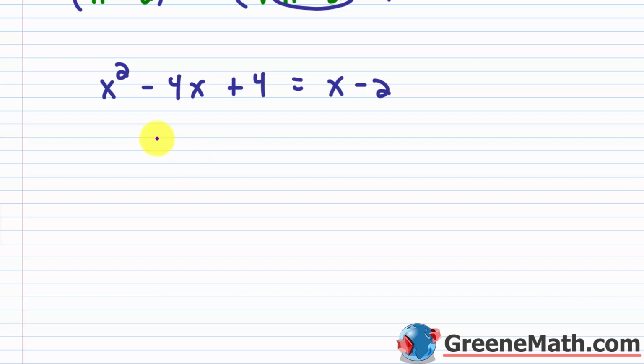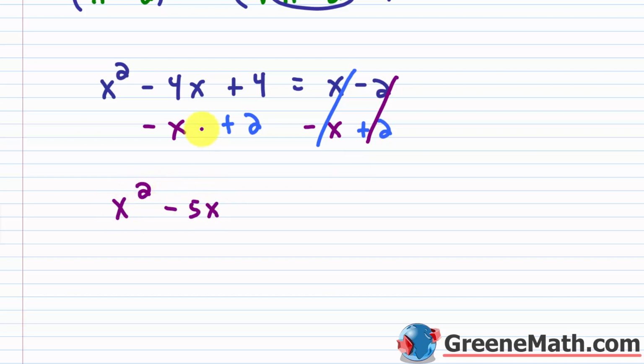So let's go ahead and clean it up. Let's subtract x away from each side of the equation, and that's going to cancel. Let's add 2 to both sides of the equation, and that's going to cancel. So on the right, I know I'm going to have 0. On the left, I'm going to have that x squared minus 5x. Negative 4x minus x is negative 5x. And then plus 4 plus 2 is 6. Okay, so this is equal to 0.